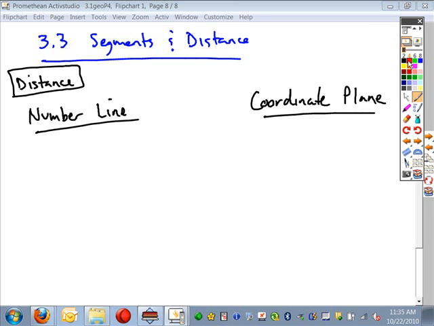But when you're looking at distance on a number line, you're looking at how far two points on a number line are away from each other. Let's call this point A and point B. So right now, if we're talking about the segment AB, we're talking about that physical element, the segment, that physical finite portion of the line between points A and B.